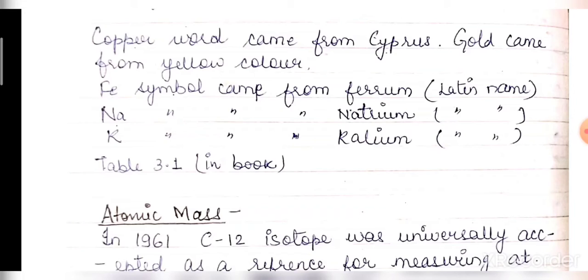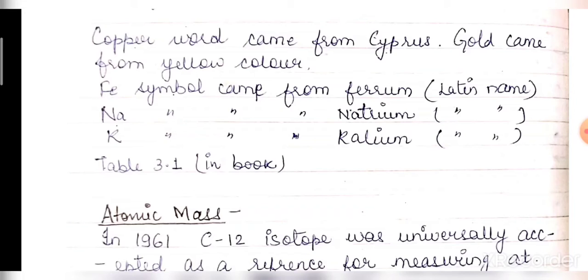So we would get confused. So we take words from other languages so that we can make the symbols different. Each element has a unique symbol. Just by seeing the symbol, you can find out the name of the element for which the symbol has been used. So here you can see that the word copper came from Cyprus, and gold came from yellow color.